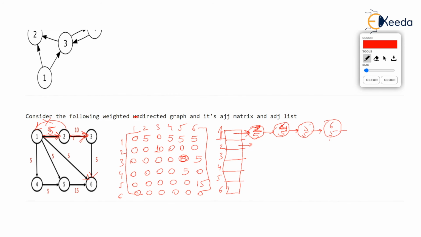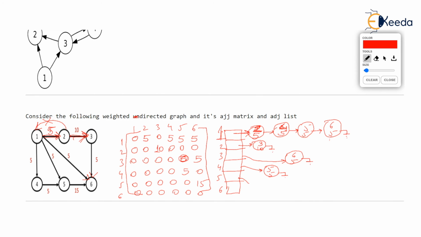So 2 is adjacent to how many nodes? Only one node. 2 is adjacent to 3 with a weight of 10. Similarly, what is 3 adjacent to? 3 is adjacent to only one node. 3 is adjacent to only 6 with a weight of 5, and the next is null. What is 4 adjacent to? 4 is adjacent to only 5, only one node, 5, with a weight of 5. 5 is adjacent to only 6, isn't it? 5 is adjacent to 6 with a weight of 15.